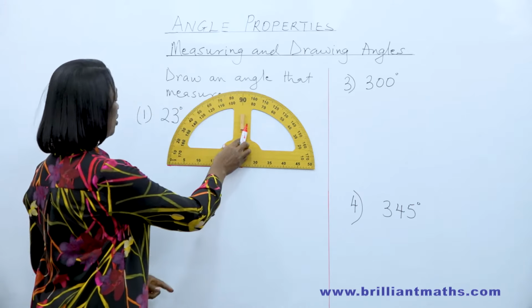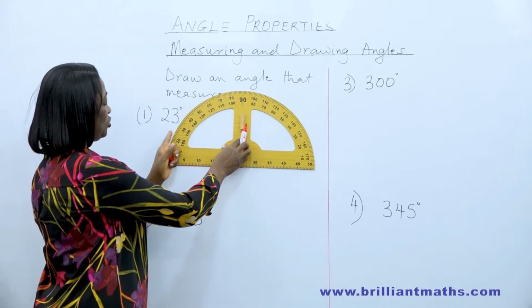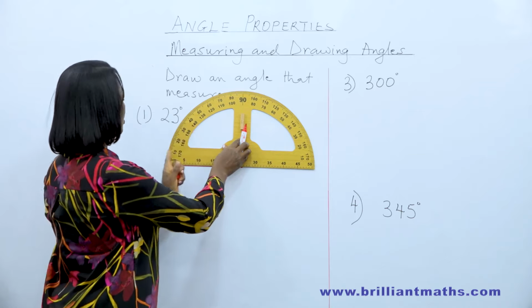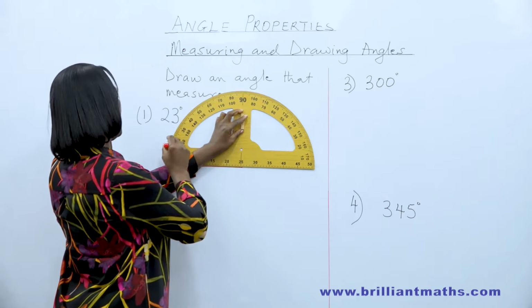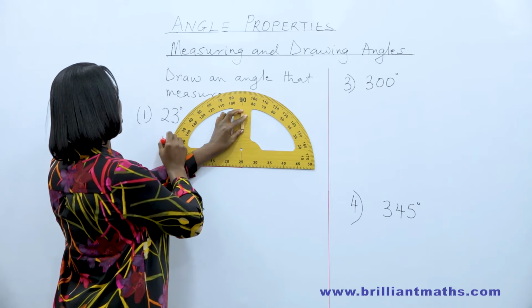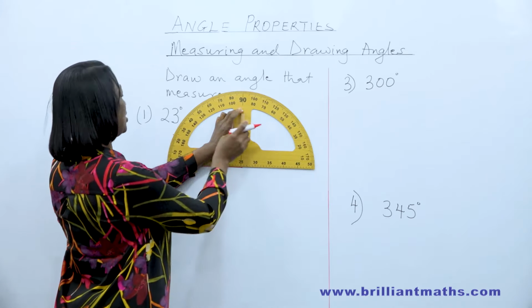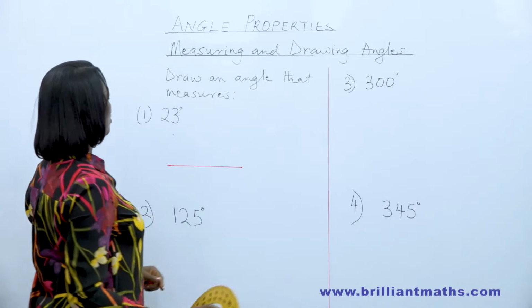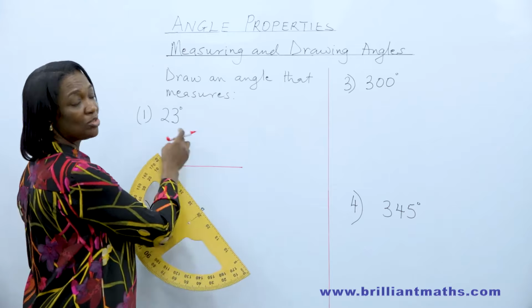Since I want to draw an angle of 23 degrees, I read from 0 to 23. So that's 10, 20, 21, 22, 23. So I put a dot there, or a mark, just to mark the point. Then I take my angle measurer. I join the vertex to the point.